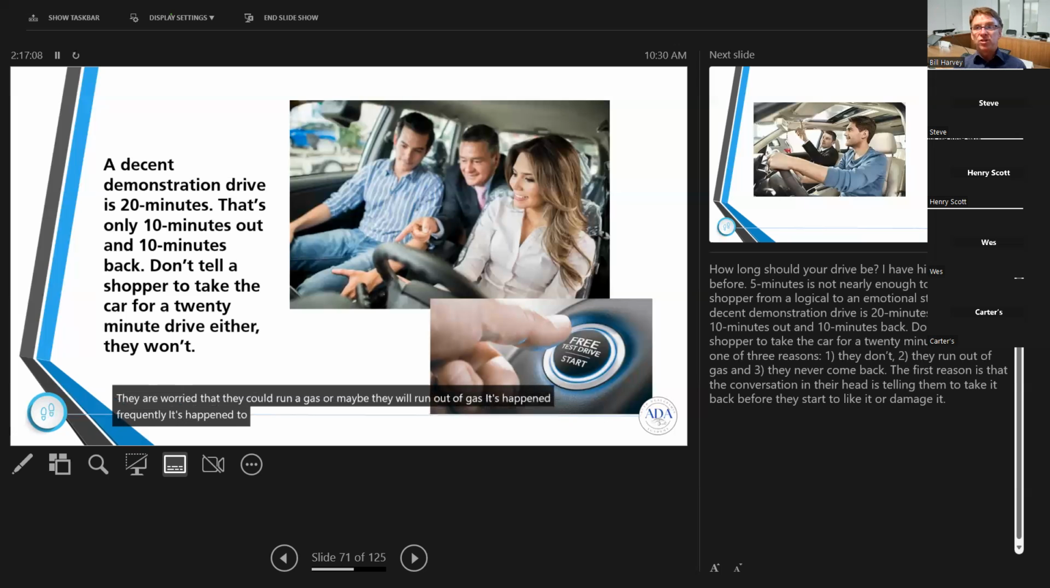I've been on the demonstration drive where we ran out of gas. I didn't check the fuel gauge. That's why I say to you, check the fuel before going out. It was early on in my career. Don't beat me up over it.